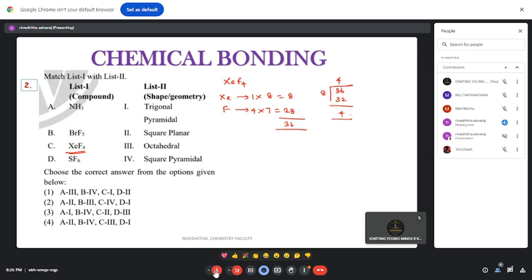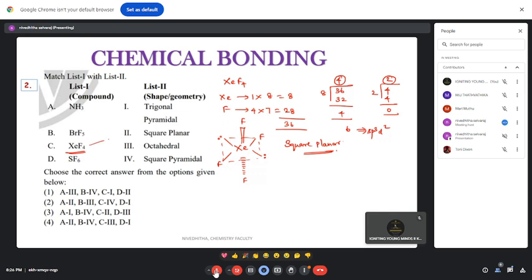1, 2, 3, 4, 5, and 6. But xenon got only 4 fluorine atoms. I'm going to fill 4 fluorine atoms here. So I got 2 lone pairs of electrons. Originally it was octahedral according to valence bond theory, but now I got lone pairs of electrons. So in octahedral, if we got 2 lone pairs of electrons, then the shape is square planar. All these shapes were in that tabular column. That is why I've asked you to memorize the tabular column. So for XeF4, it is 2, right?